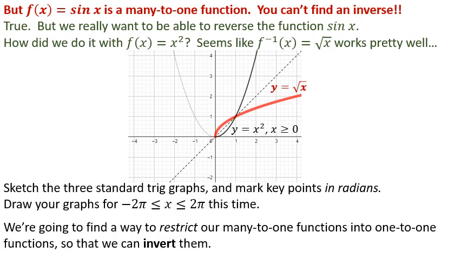So what I'd like you to do now, pause the video and sketch 3 standard trig graphs, sine, cos and tan, and mark the key points in radians. Make sure your graphs go forwards as well as backwards, or backwards as well as forwards, from minus 2 pi all the way up to 2 pi this time. That will become relevant in a moment. We're going to find a way to restrict those graphs so that we turn them from many-to-one functions into one-to-one functions.